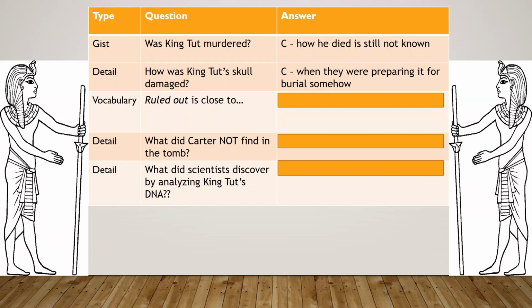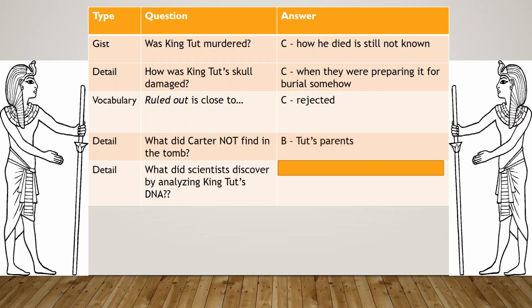The vocabulary question is, ruled out is close to what? C again, rejected. So if you rule something out, you reject that. Two detail questions. What did Carter not find in the tomb? The answer is Tut's parents. That's B. And the last detail question, what did scientists discover by analysing King Tut's DNA? They found that he suffered from a bone disease, and that's A.